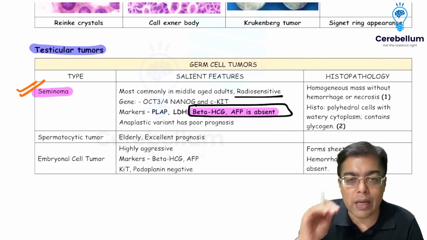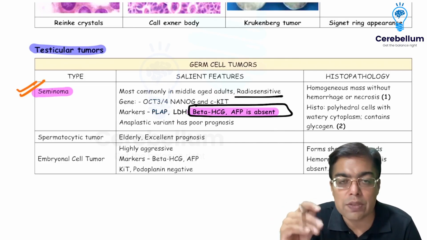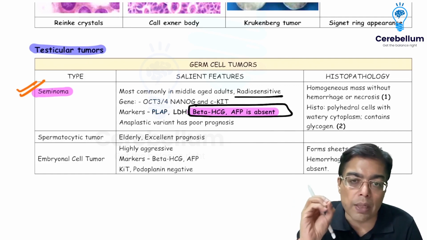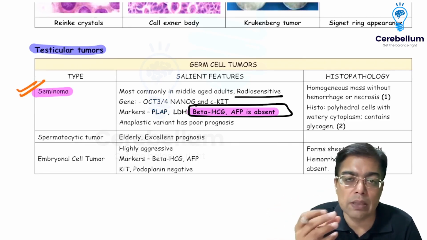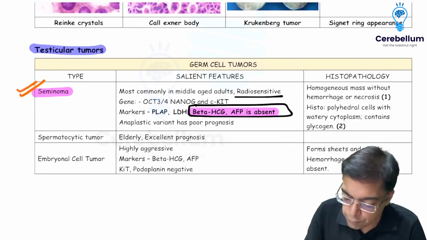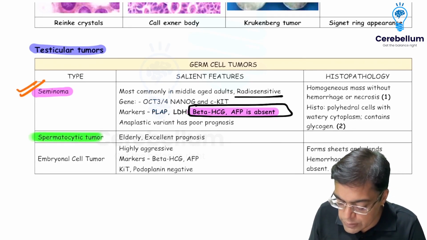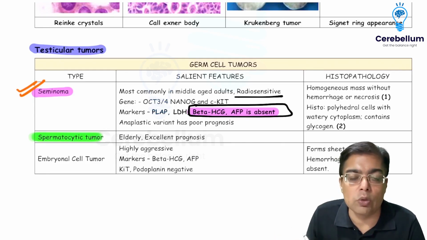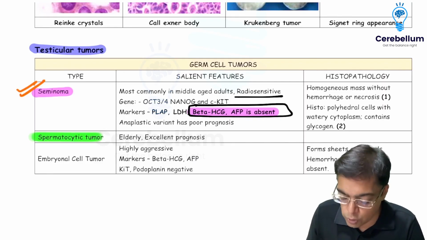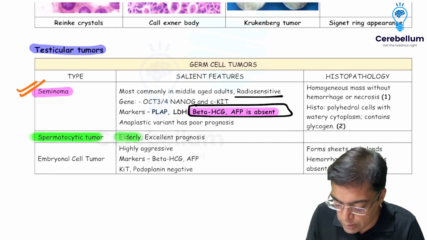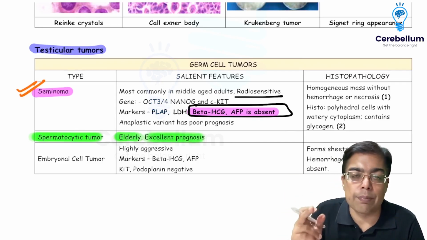What we are having at a microscopic level, sheets of cells, polyhedral cells, sheets of them are arranged. Watery cytoplasm is there. Prominent nucleoli is going to be seen. They are going to be having a clear appearance again because of the same reason that they are going to be having the presence of glycogen. We do have an example of a tumor that is given the name of a spermatocytic tumor. It is going to be different from seminoma. Even though the earlier name was spermatocytic seminoma, now it is called a spermatocytic tumor. This one is going to be seen in case of elderly individuals, and it is going to be having an excellent prognosis. So age is more, but the prognosis happens to be really good.